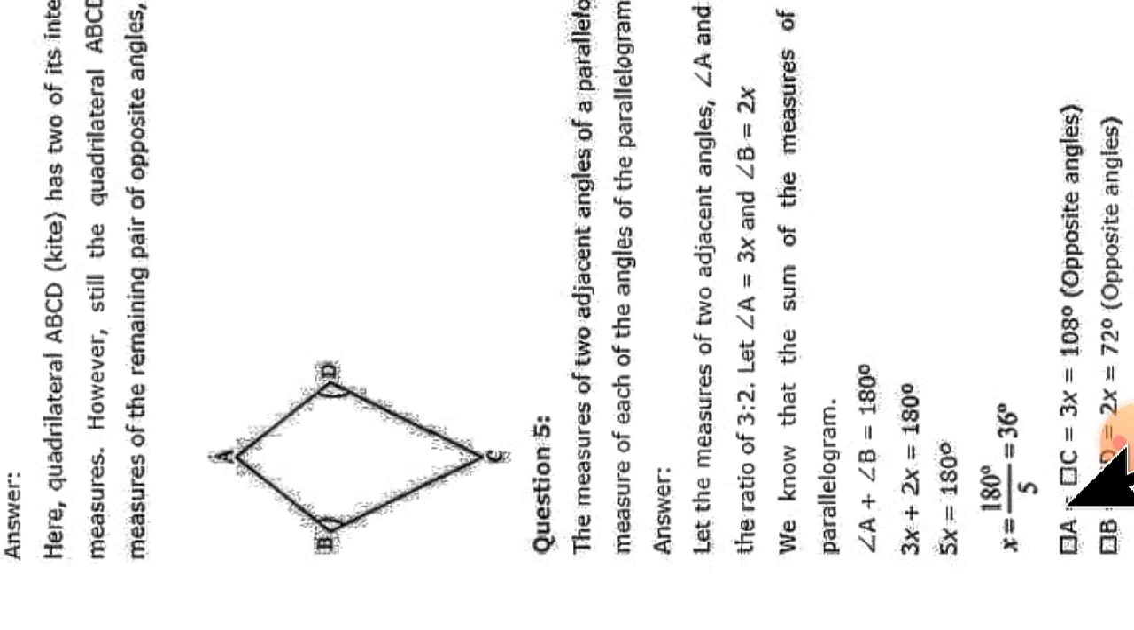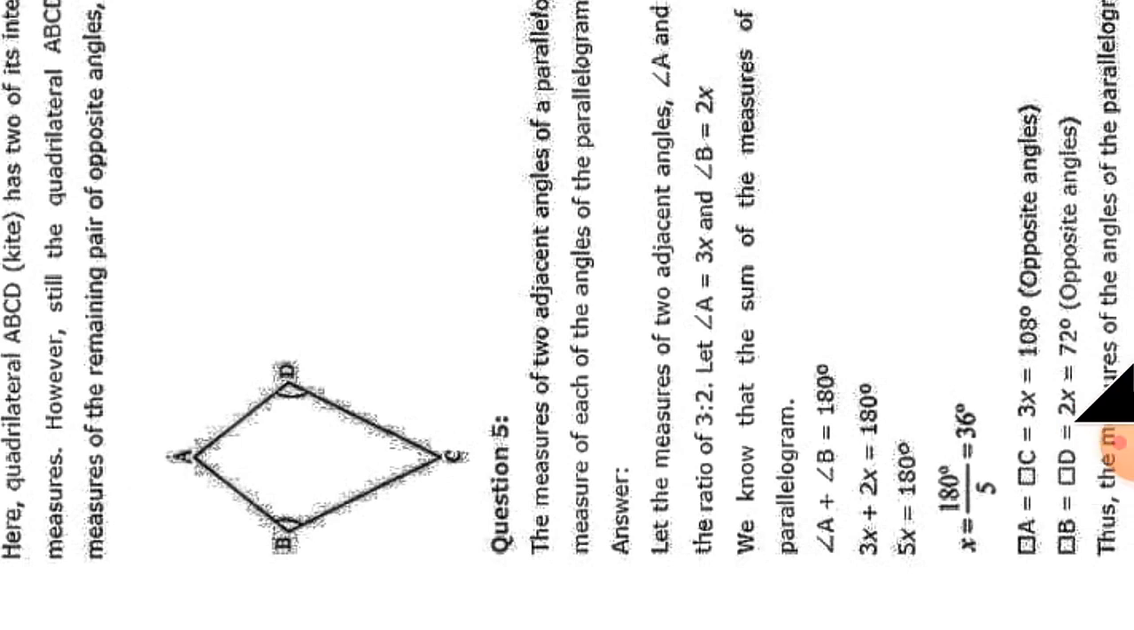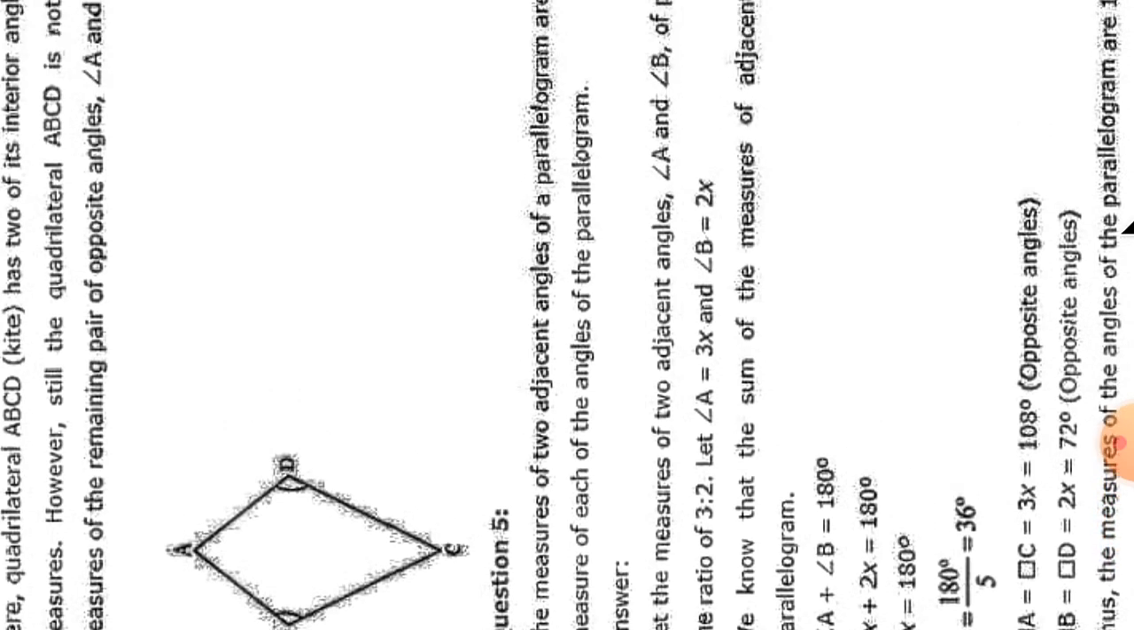So angle A equal to angle C equal to 3x equal to 108 degree. 3x means 3 multiplied by 36, so equal to 108 degree, because they are opposite angles. And angle B equal to angle D equal to 2x equal to 72 degree, because 2 multiplied by 36, so 2 into 36 is 72, because they are opposite angles. Thus the measures of the angles of the parallelogram are 108 degree, 72 degree, 108 degree and 72 degree.